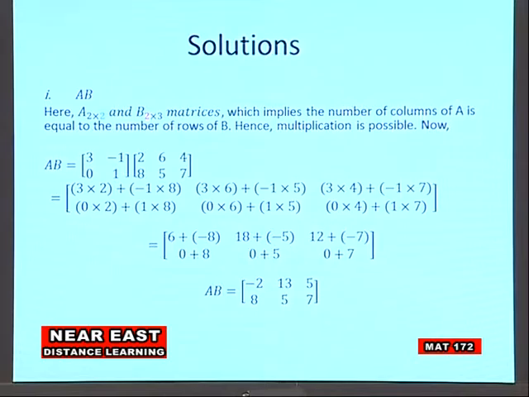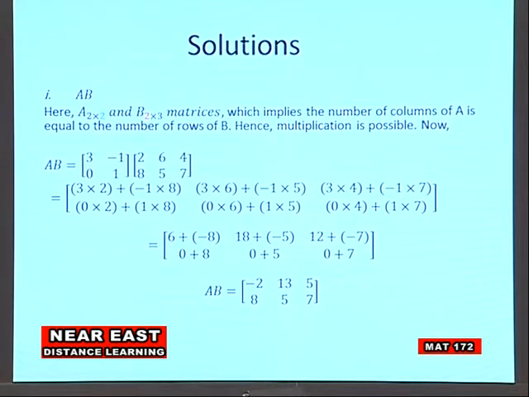So AB is this. Let me come again. You are given two matrices A and B. We want to multiply these two matrices. First, a condition has to be satisfied. That condition is the number of columns of the first matrix has to be equal to the number of rows of the second one. So A here is 2 by 2 and B is 2 by 3. So the number of columns of A is 2, the number of rows of B is 2. So they are the same. So multiplication is possible. We can multiply these two matrices.